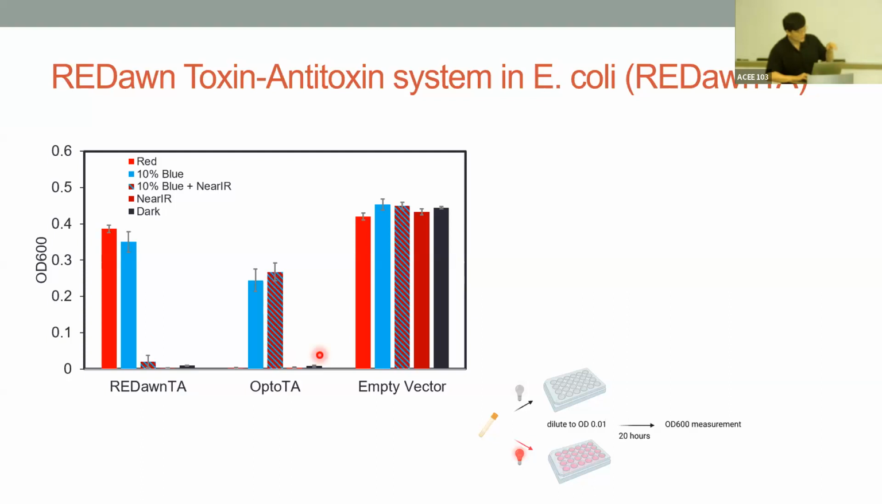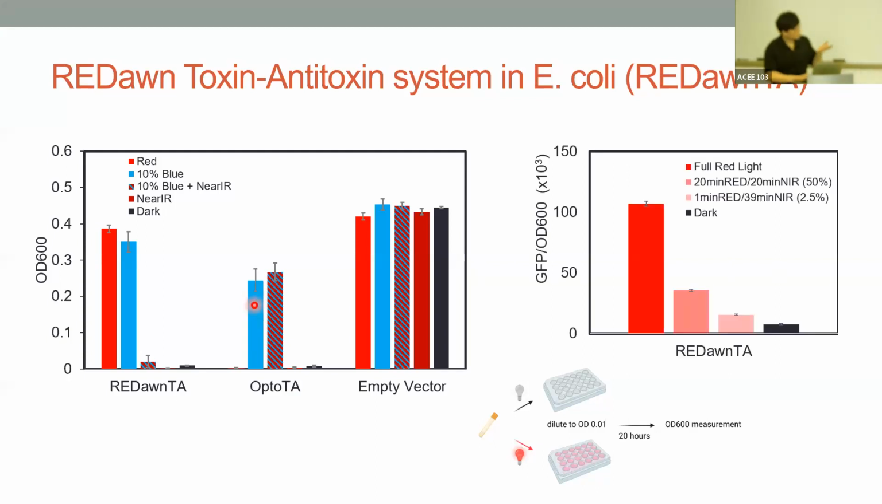Now, OptoTA is that blue light system that I've mentioned to you before that we can use in conjunction with red TA in a microbial co-culture. It only grows with blue and doesn't really respond to any other light; unless you have blue light, it doesn't grow at all. So we can then, and with this red system, I also show that this is tunable.